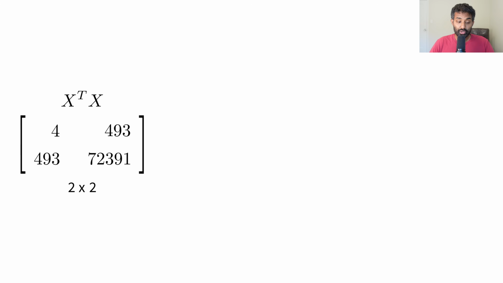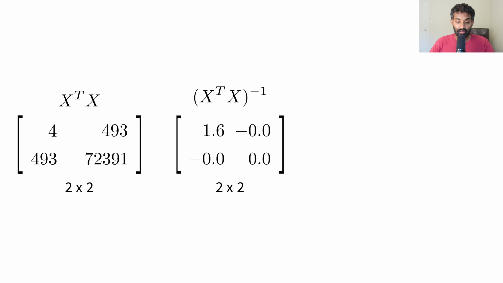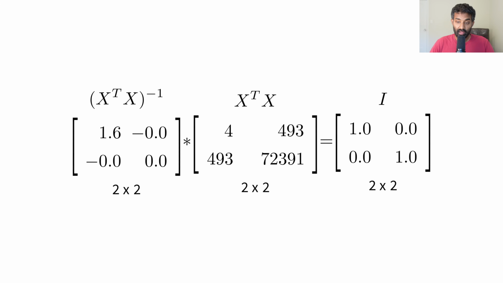So an inversion of a matrix looks like this. So it's the same size as the original matrix, but it has an interesting property. And that property is that if you multiply the original matrix by its inverse, you end up with something called the identity matrix, which in this case is symbolized by I.